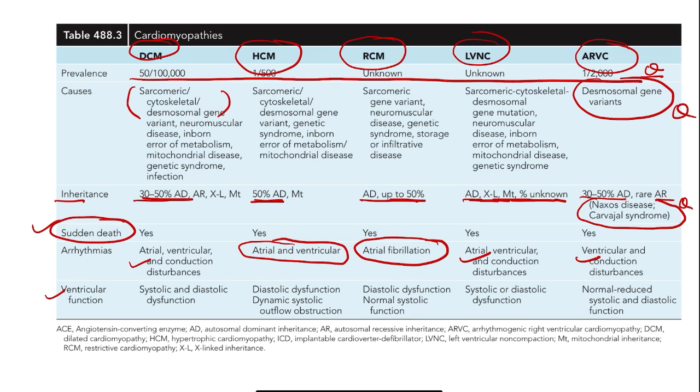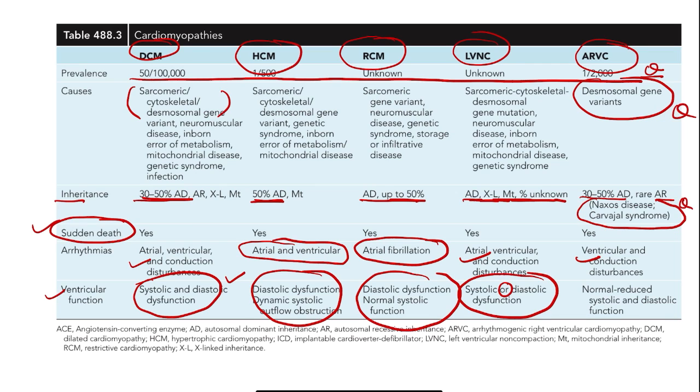Ventricular dysfunction. In these conditions, systolic and diastolic dysfunction are seen in DCM, and LVNC systolic or diastolic. So this is the difference we have to see. But in HCM, diastolic dysfunction will be there, and in RCM, diastolic dysfunction with normal systolic function will be there. Okay. ARVC, normal or reduced systolic and diastolic function. It can be normal or it can be reduced.